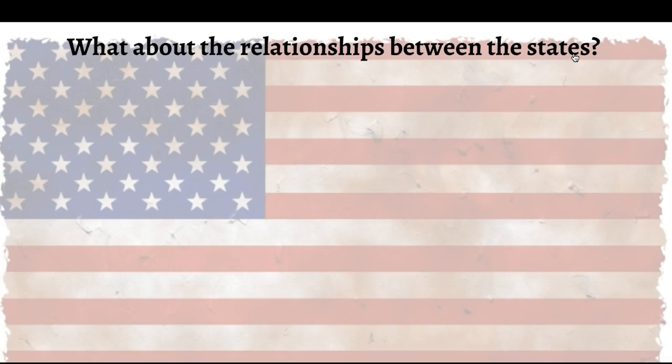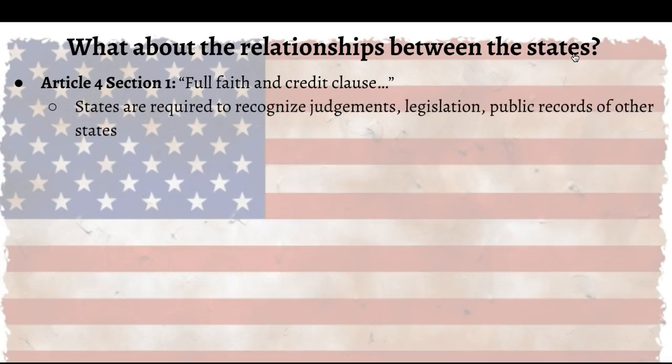So what about the relationship between the states? We've been talking about the relationship between the national government and the state government. What about the relationship between the state governments, right? Article 4, Section 1 is what is known as the Full Faith and Credit Clause. It states that states are required to recognize judgments, judicial proceedings, and public records of other states.